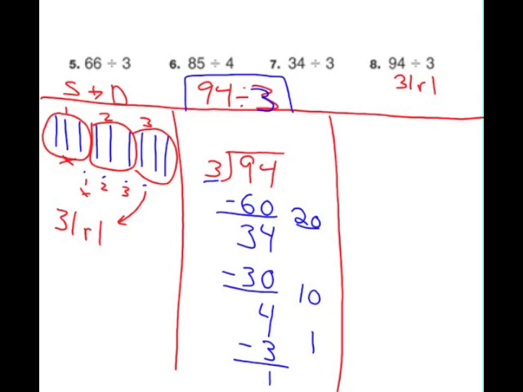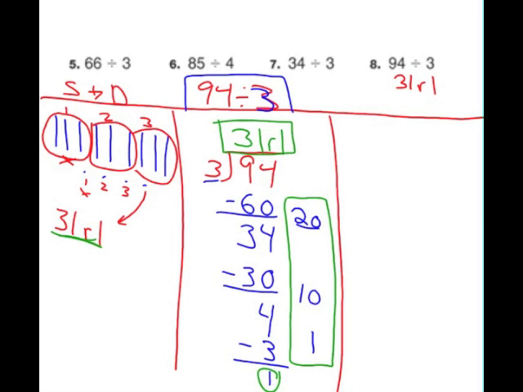Now, what's my answer to 94 divided by 3? I'm going to add these up. 20 plus 10 plus 1 is 31. And I have 1 left over, remainder of 1. Notice I got the same answer when I did sticks and dots. I get the same answer when I do estimate, subtract. Okay? There's one more way. There's one more thing I'd like to show you.